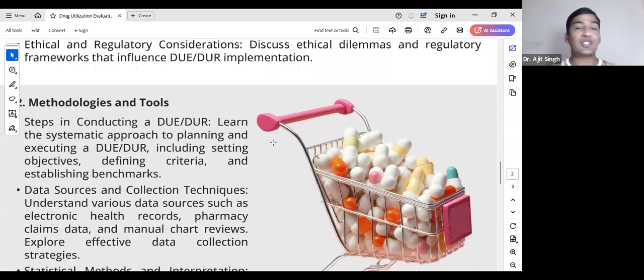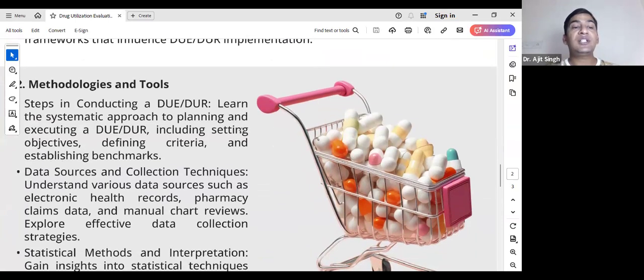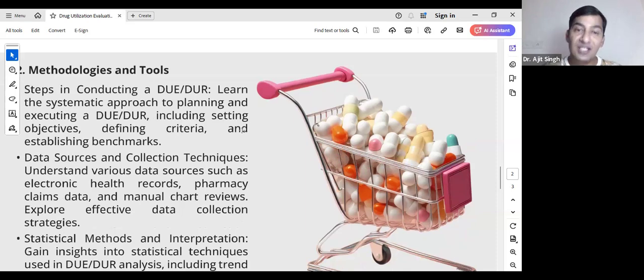I think there's no class tomorrow, but the day after tomorrow, in the next 5 days, we will complete the 4 days. Then we'll be shifting completely to the methodologies and tools: how to conduct the DU and DUR, and how we can plan the research out of it.